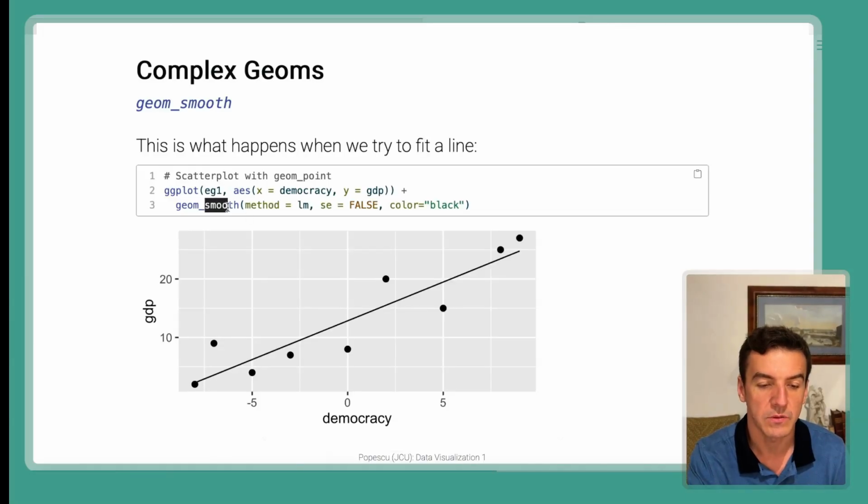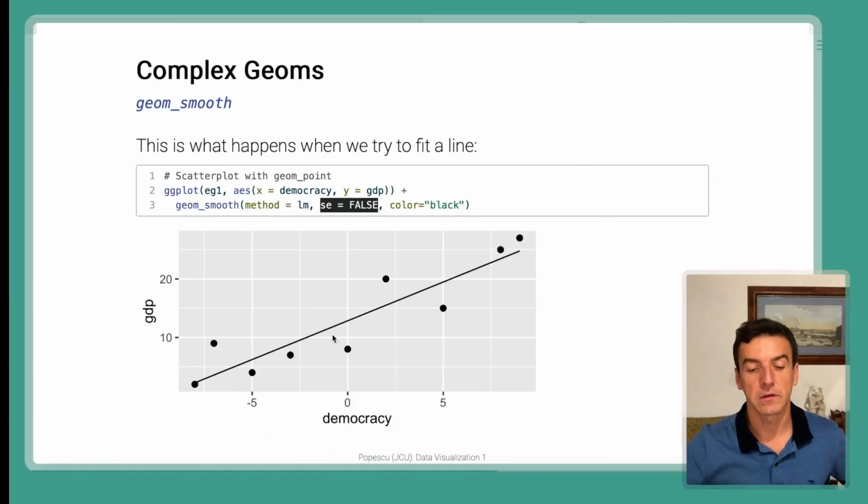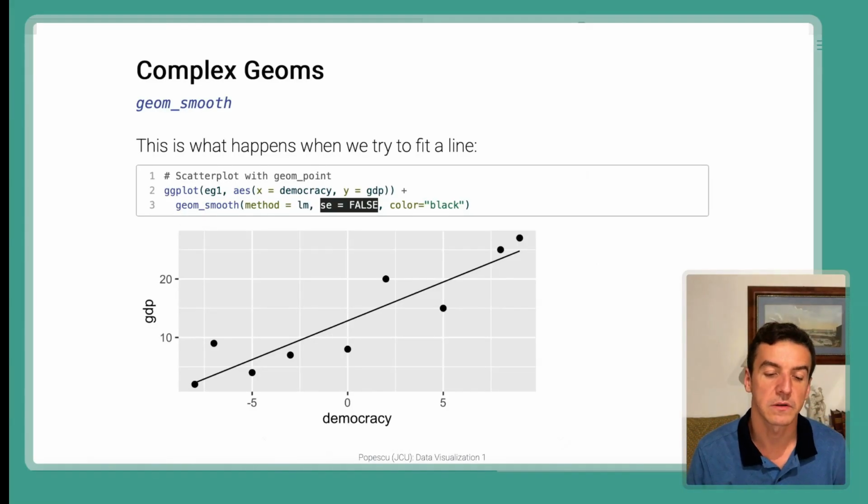This is what geom_smooth does. Geom_smooth allows us to fit a line in our data. This is obviously using a linear model and without standard errors. So geom_smooth allows us to fit a line between our points. Once again, this solidifies the idea that there is indeed a positive connection between the level of democracy and GDP.